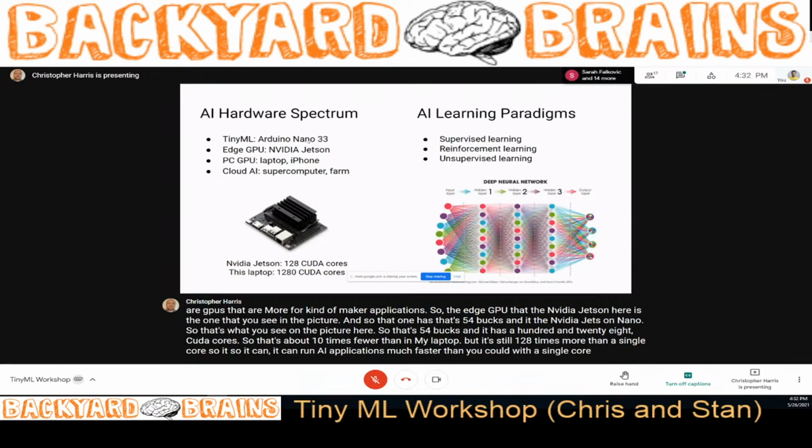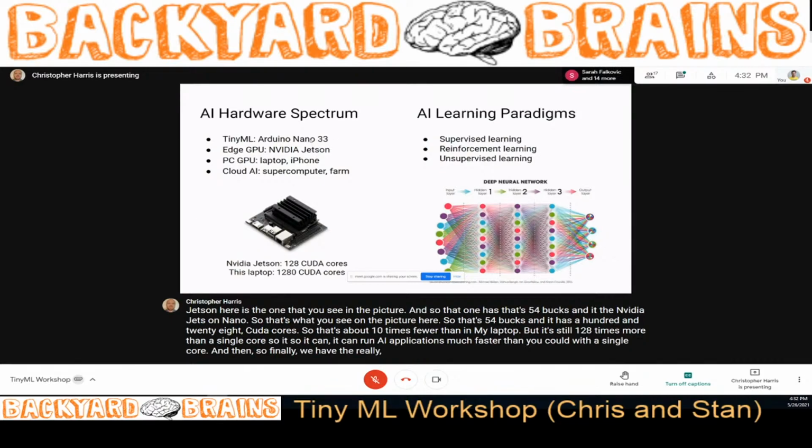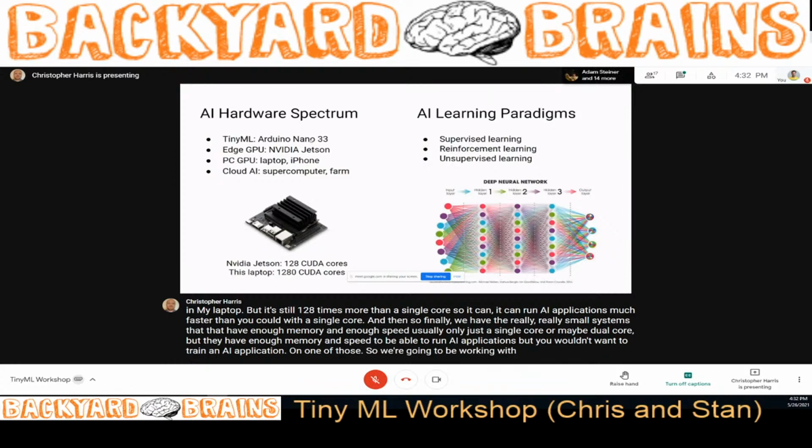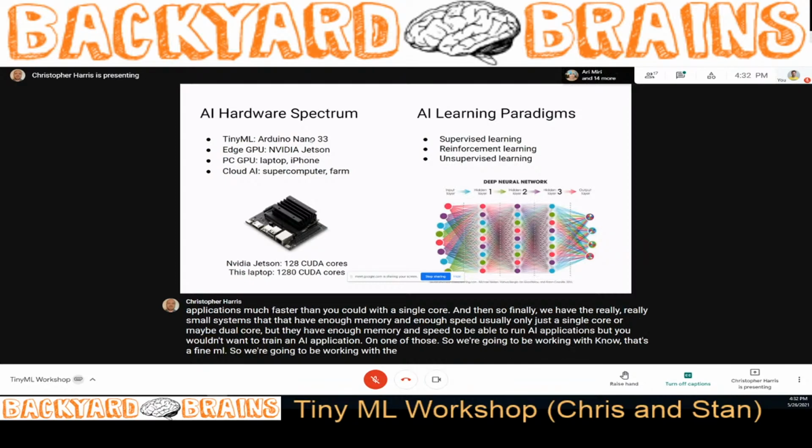And then finally we have the really, really small systems, usually just a single core or maybe dual core, but they have enough memory and speed to be able to run AI applications, but you wouldn't want to train an AI application on one of those. That's TinyML. So we're going to be working with the... Well, it's over there. How many cores does the TinyML board have?